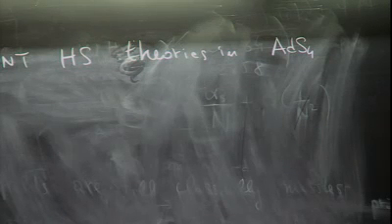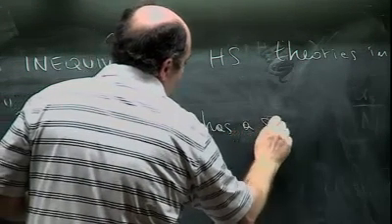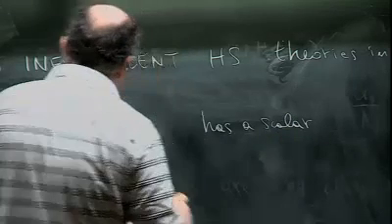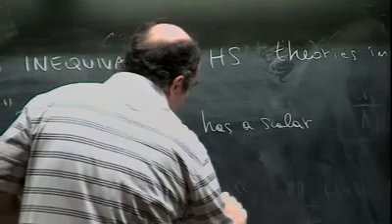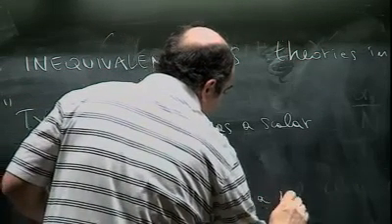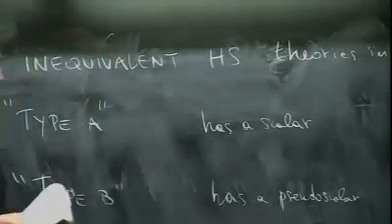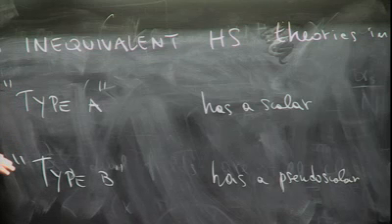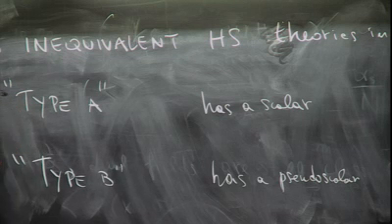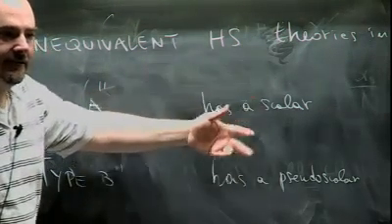Okay, there's the theory which was called type A. This theory has a scalar, and there's a theory which was called type B, which has a pseudo-scalar. Okay, this was known before the idea of CFTs, that Vasiliev equations have two special types of inequivalent theories that are called type A and type B. So they have almost the same spectrum, apart from this difference, but they have very different interactions.